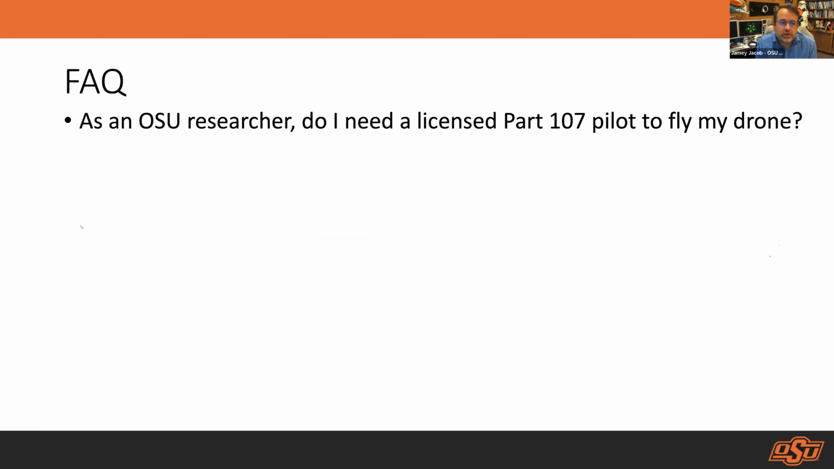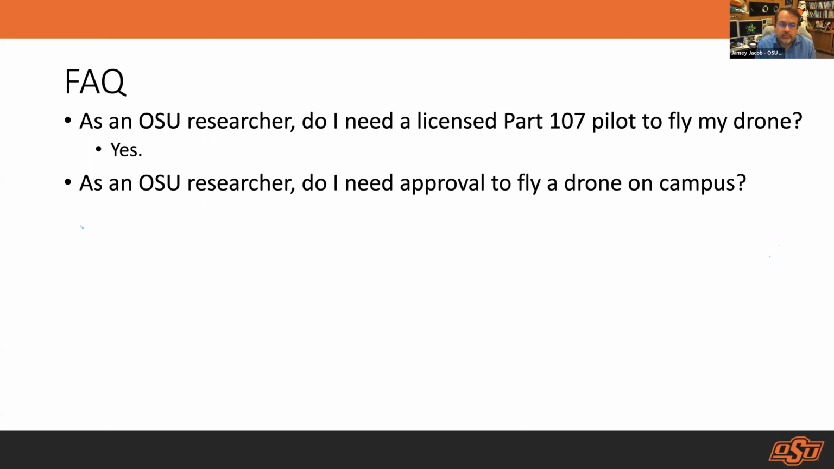So I'll finish up with some FAQs before we see if there are any questions from the gallery. So first off, as an OSU researcher, do I need a licensed Part 107 to fly my drone? And the answer to that is yes. Either you or someone else, the pilot in command, needs to have a valid Part 107 license. Those licenses do expire after 2 years, and so you have to go back and get that renewed, just like you would your driver's license. So yes, that is required. Every drone pilot or drone operation needs to have a Part 107 pilot.